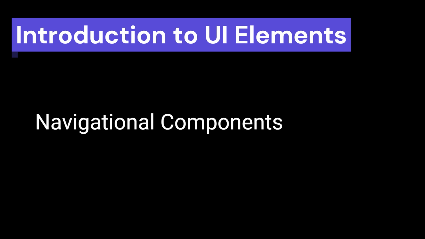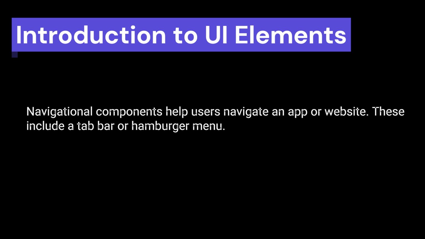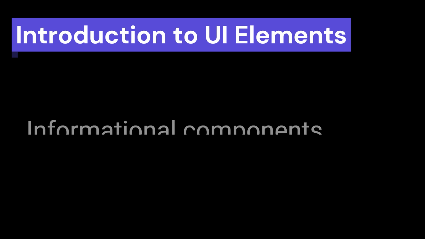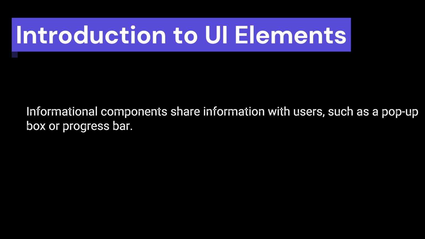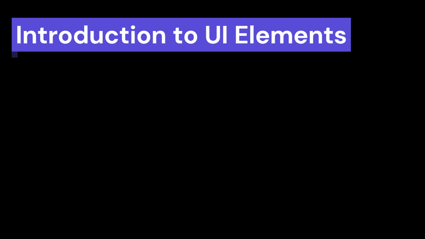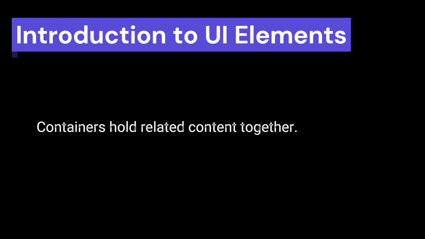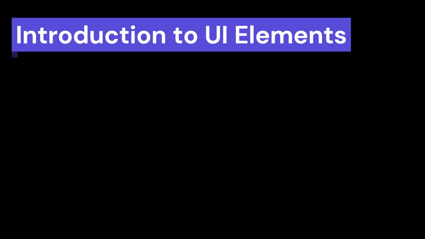Another category is the navigation component. Navigation component helps users navigate on app or websites. These include a tab bar or hamburger menu. Another component is the informational component. Informational components share information with users, such as a pop-up box or a progress bar. The last component is the containers. The containers hold related contents together. So these are the four components of UI elements.